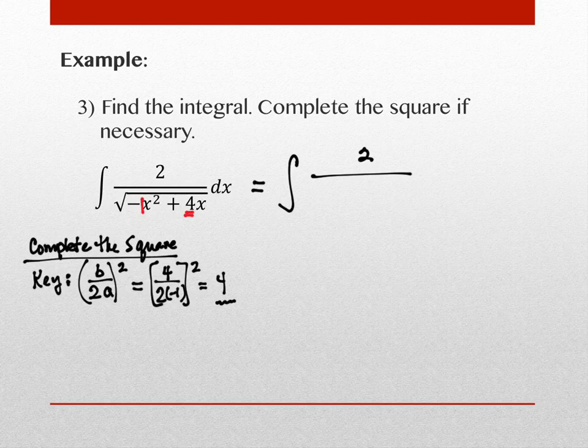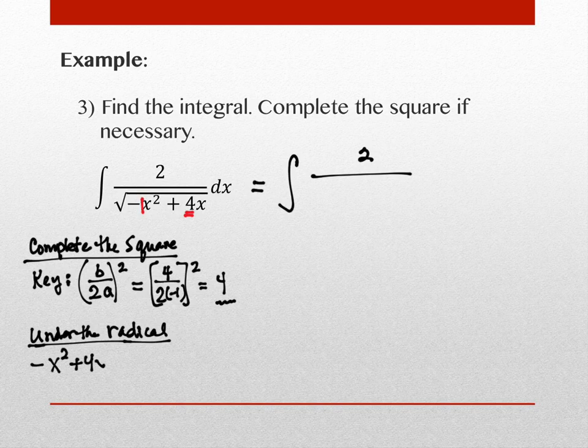So here's what that looks like. I take the negative x, so this is the part that's under the radical. Let me identify that. Under the radical. So I take the value that's underneath the radical, which is right now negative x squared plus 4x, and I add 4 to it. But this adding 4 business means I'm also going to need to subtract a 4. Right? I can't just go adding and subtracting quantities. Like, that doesn't work.